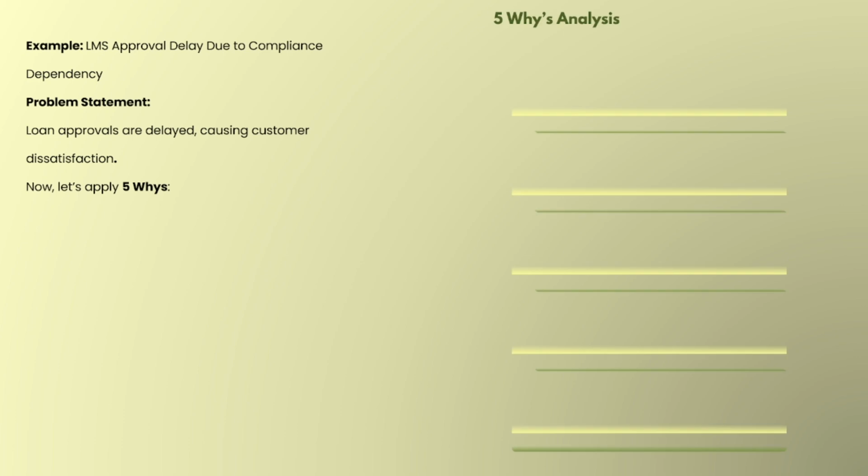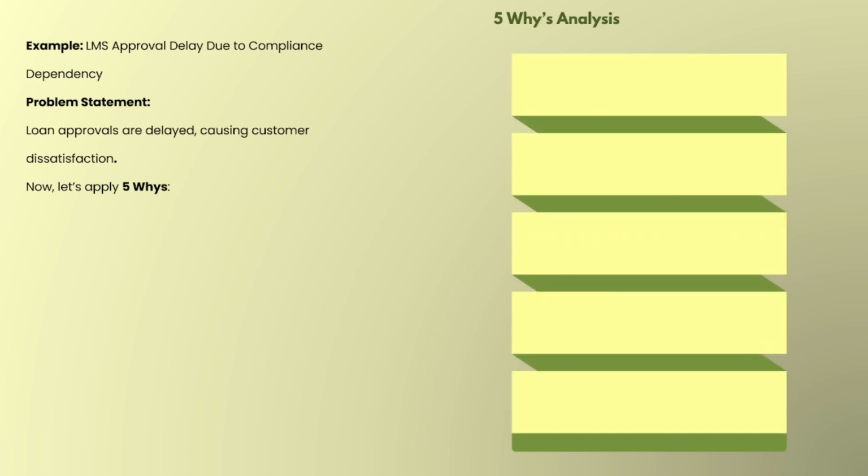Now we will apply 5 whys and get to the root of this particular issue. So see how 5 whys analysis works here. The very first question we ask: why is the loan approval process delayed? The answer comes: because the compliance check takes too long. This is something we ask the stakeholders or other people who are related to the process.